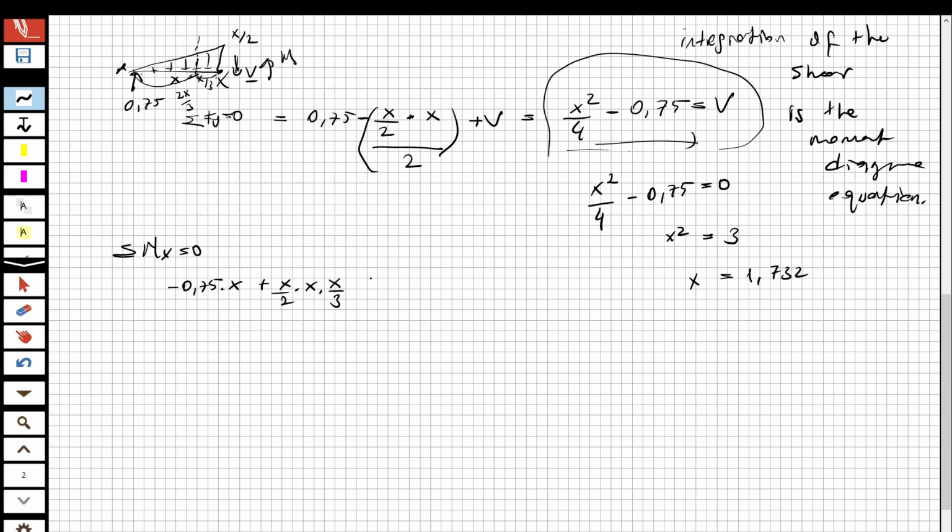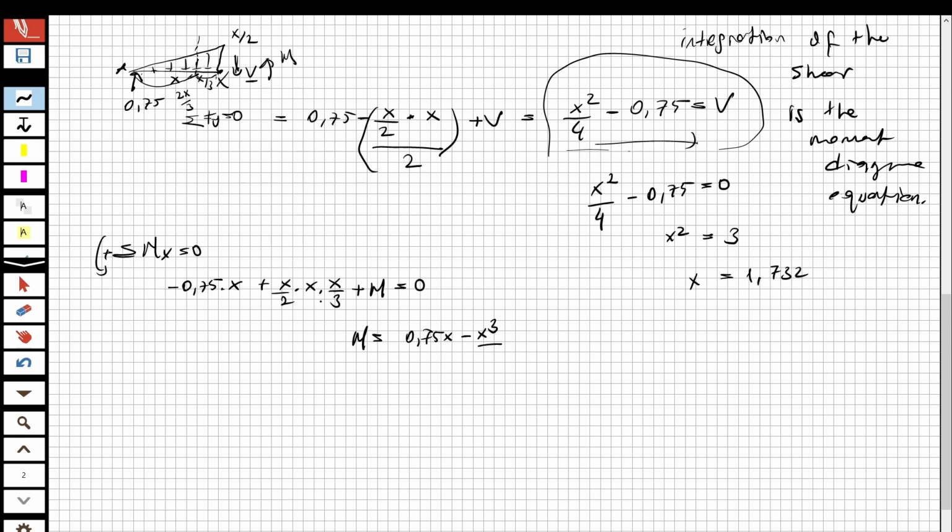And also I have a moment in this direction. Sorry, it's going to be positive. I forgot to show you, but it's going to be in that direction. Plus M equal to 0. Now I obtain it. So what is the formulation of moment? It's going to be 0.75x minus x cubed over 6.